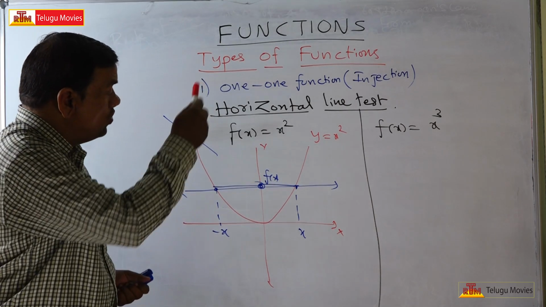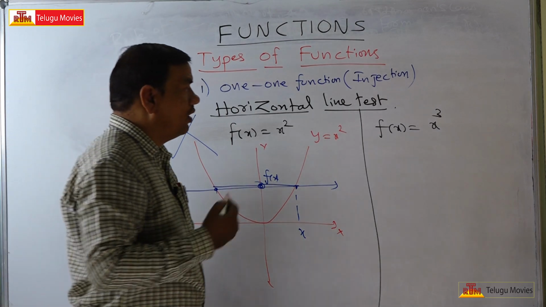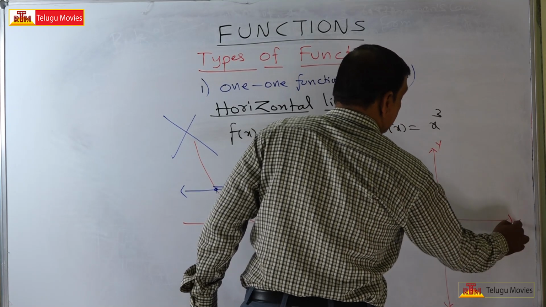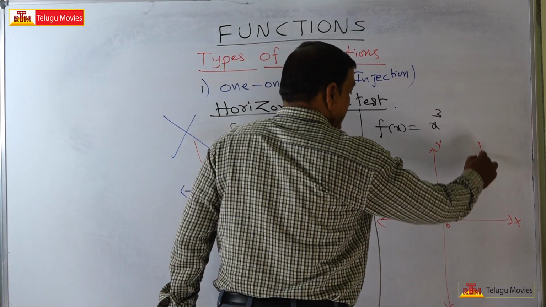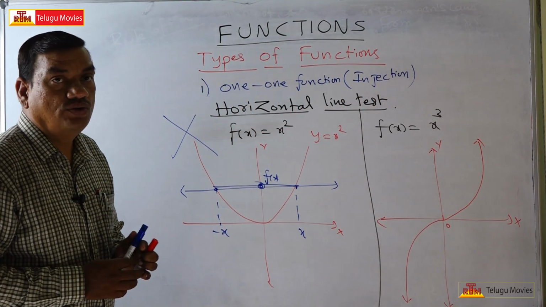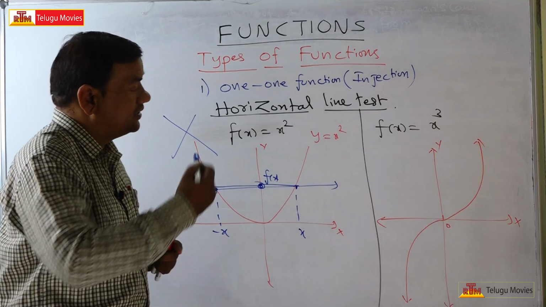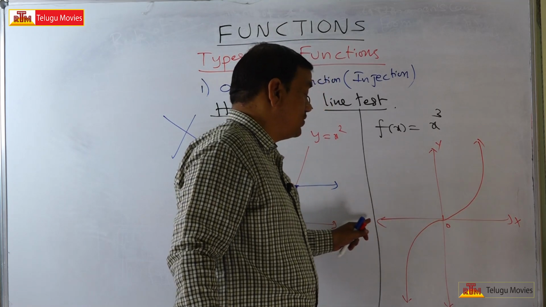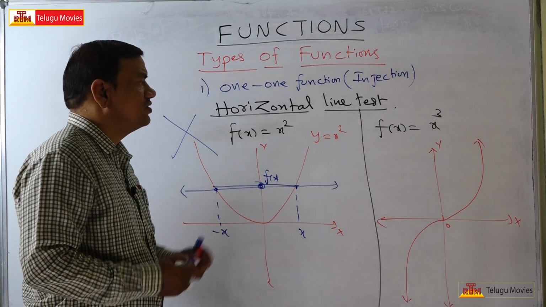Clearly. Then how do we check whether the given function f of x equals x cube is 1-1 or not? For that also, draw the graph. Y-axis, x-axis, origin. As you know, the graph of x cube will be like this. That is the y equals x cube graph. That means it lies in the first and third quadrants, and as x increases, y tends to plus infinity. As x decreases, y tends to minus infinity. Right? So this is the nature of the graph.